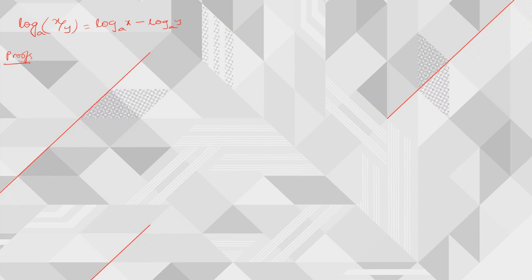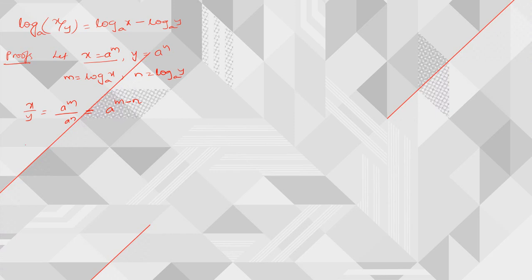So what I am going to consider is, let x is equal to a power m and y is equal to a power n. This is exponential form, so we can change it into logarithmic form as m is equal to log x to the base a and n is equal to log y to the base a. Now when I have x by y, I can write it as a power m by a power n. Already from the laws of exponents I can write it as a power m minus n.